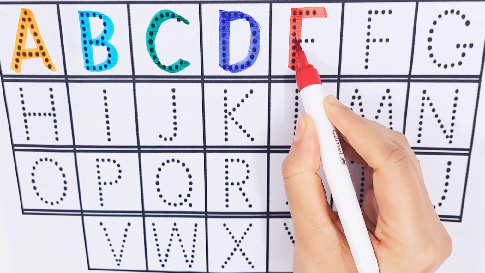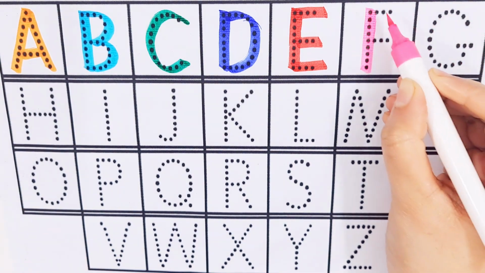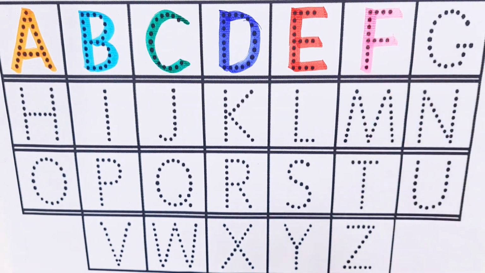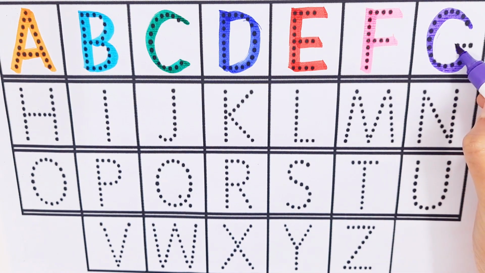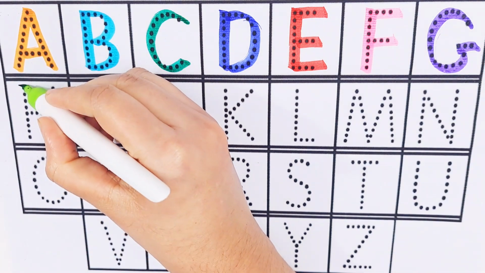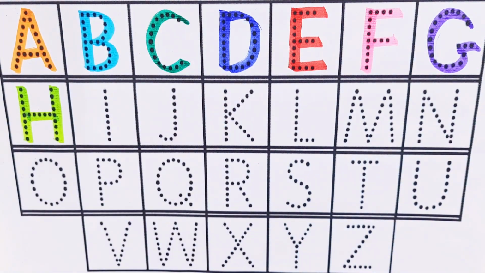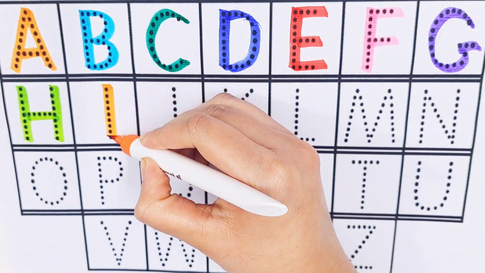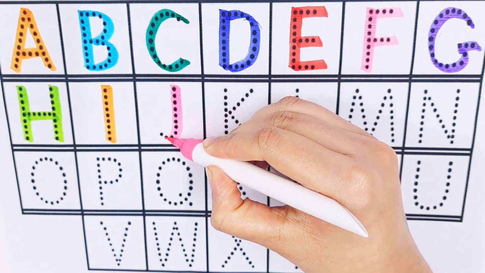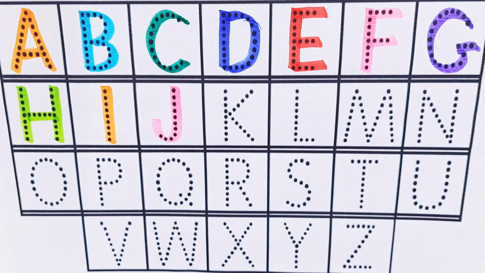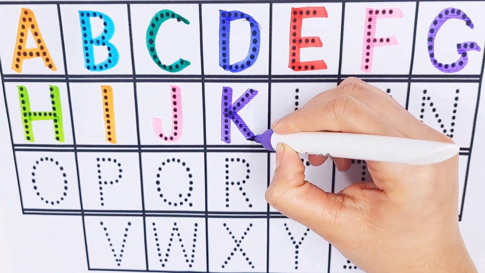E for eggplant. F for fish. G for glass. H for horse. I for ice. J for jar. K for kids.